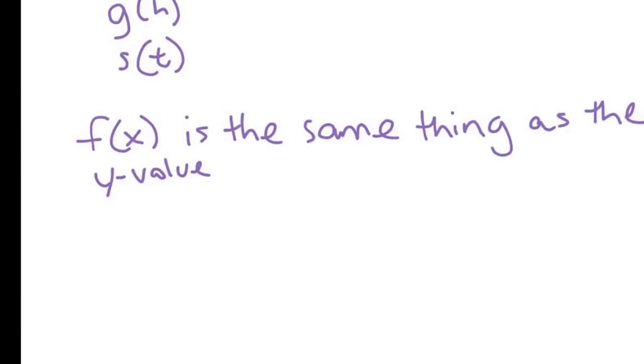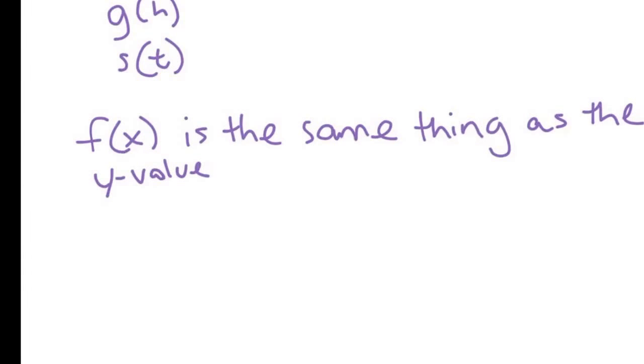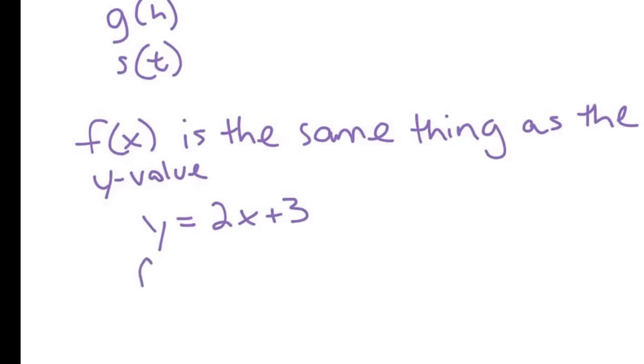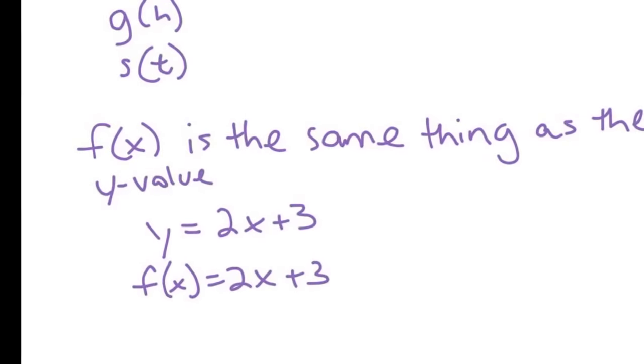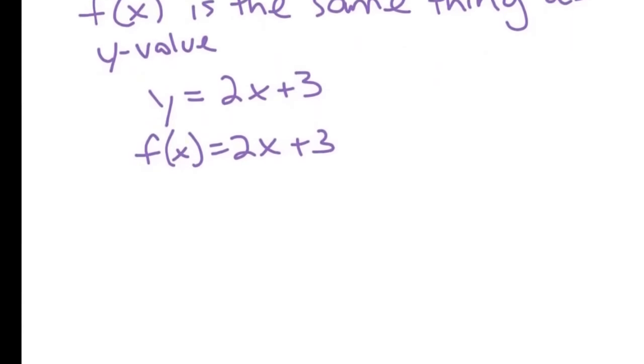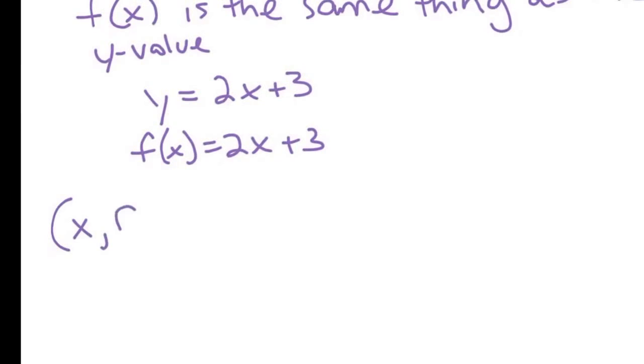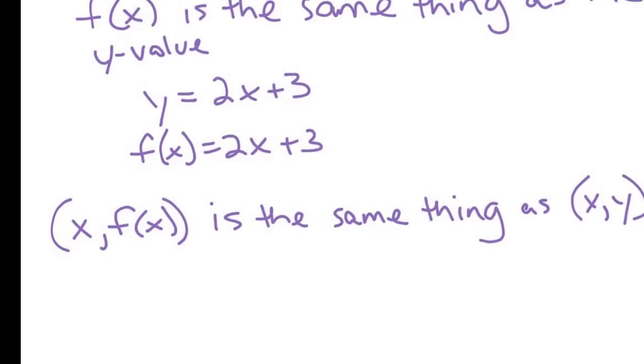Okay, so in an ordered pair, the value of f of x, we can put it in the y value position in an ordered pair, or in an equation. If we have y equals 2x plus 3, we can rewrite that as f of x equals 2x plus 3. It's the same thing. Now again, because it is the y value, we could write an ordered pair as x, comma, f of x. This is the same thing as x, y, an ordered pair.